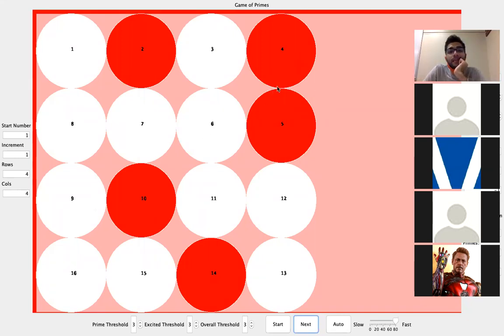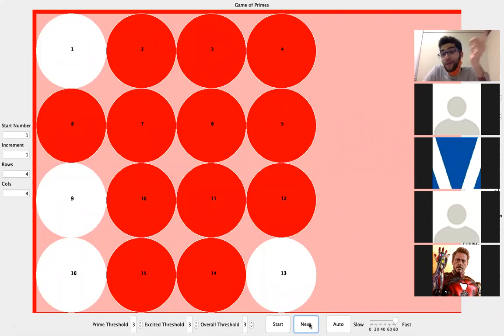Look at 6. 6 has 4 excited neighbors around it, and it has 3 primes, which is too much in fact. So 6 gets excited again. 3 will also get excited because it has a prime number here and it has 3 excited neighbors. 7 also gets excited, does it? Yes, it has 11, it has 3, it has 2, it has 10. So all these people get excited again.